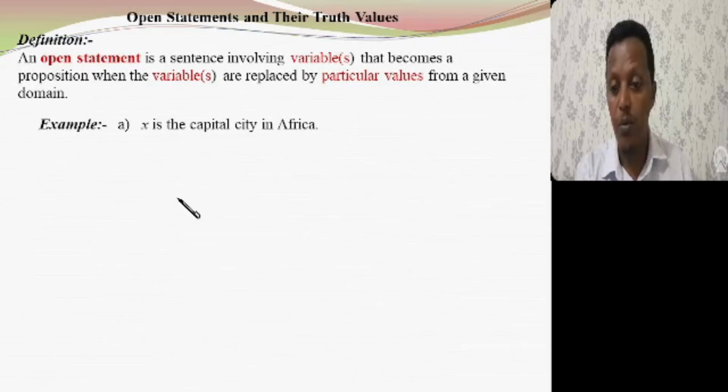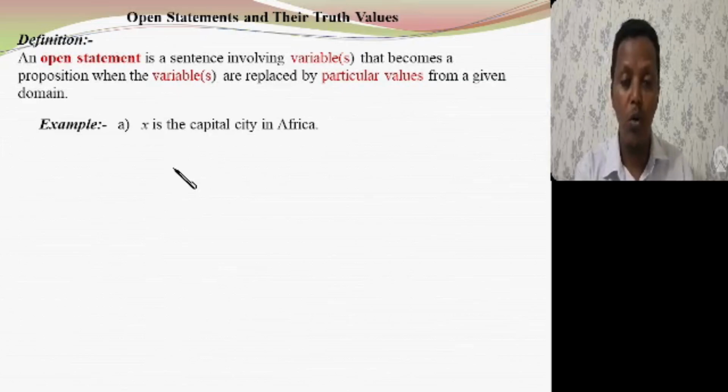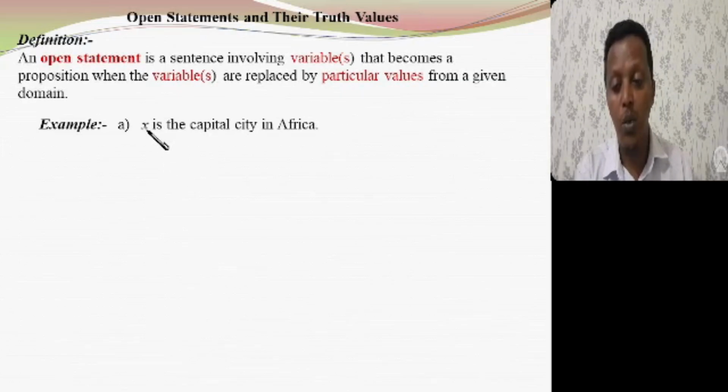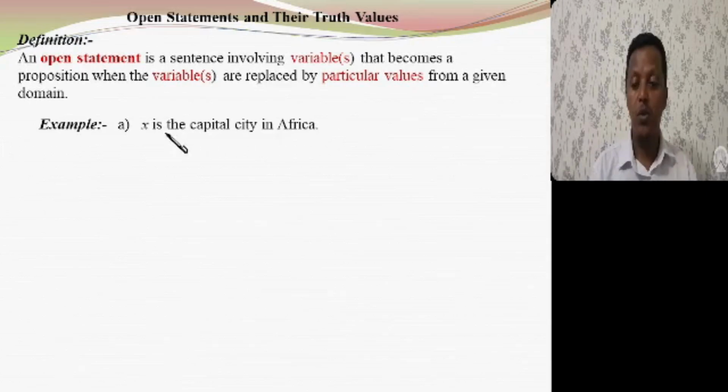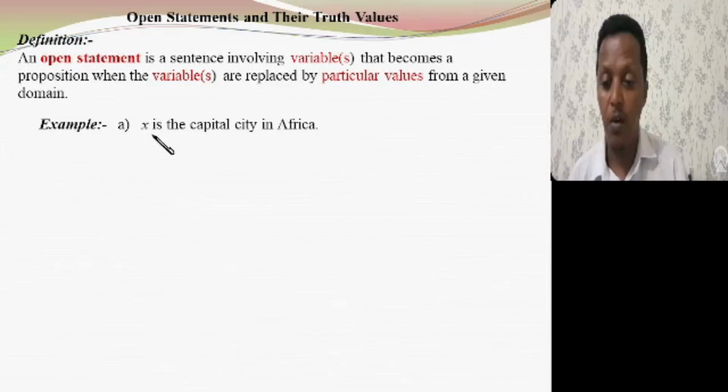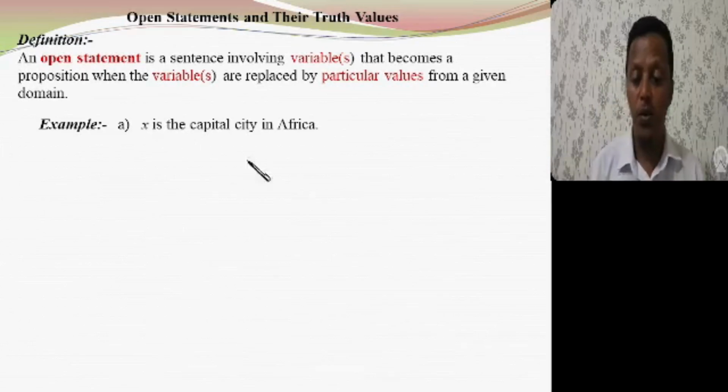Now let's take an example. X is the capital city in Africa. And this open statement will be converted to a true or a false statement when we replace X by its value from the domain. So a sentence containing one variable that becomes a proposition when the value of the variable is known, we call it what? Open statement.